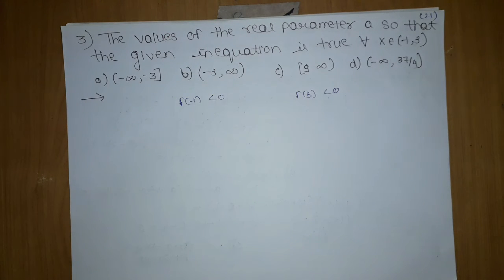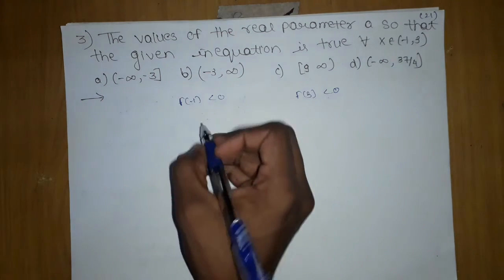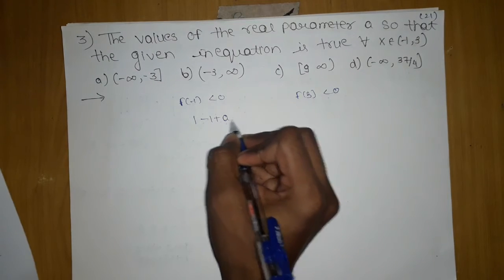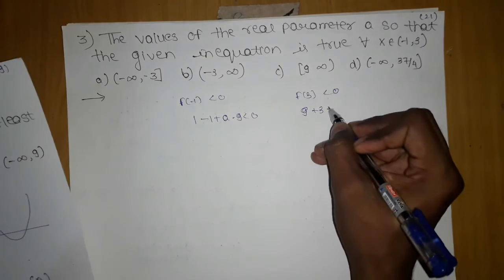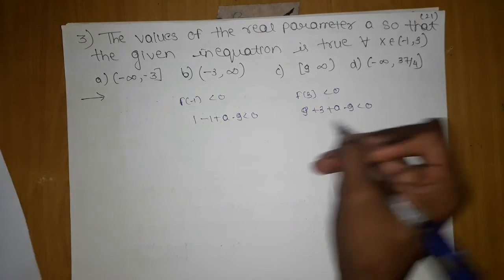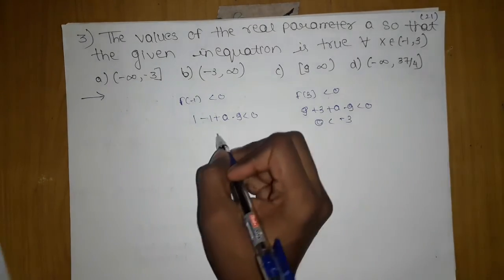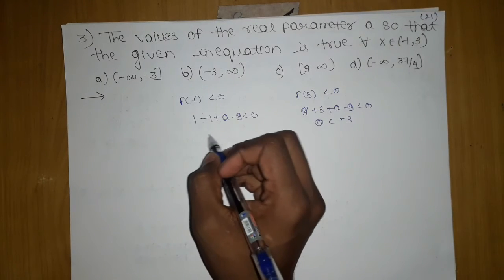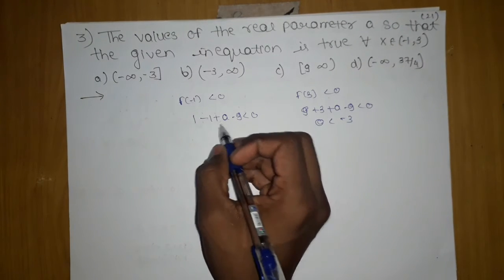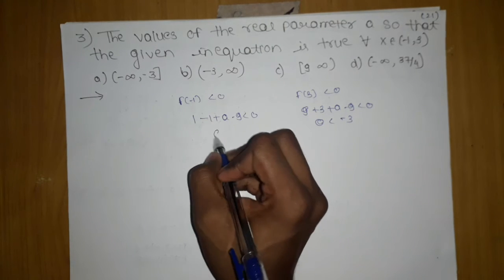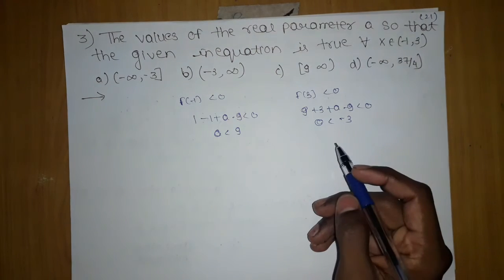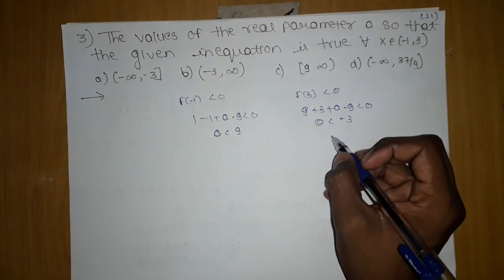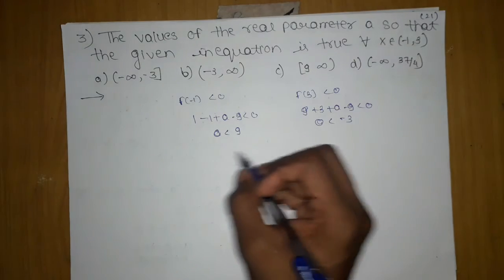So if I put these values, what do I get from the question? If I put -1, I get 1 minus 1 plus a minus 9 should be less than 0. If I put 3, 9 plus 3 plus a minus 9 should be less than 0. A should be less than -3. Here, this will be 10, minus 10 plus 1, 9. A should be less than 9. We are getting a should be less than -3 and a should be less than 9.